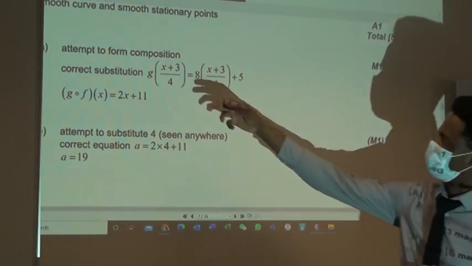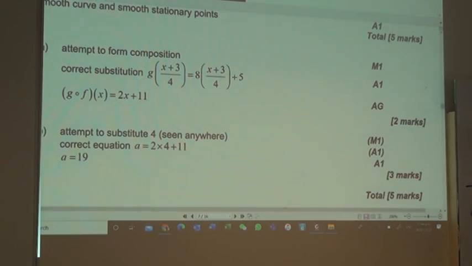See? Even the mark scheme shows that. Can you see? Oh, sorry.